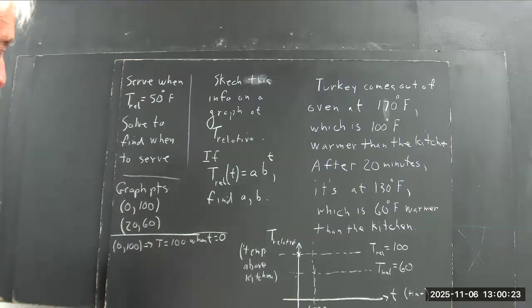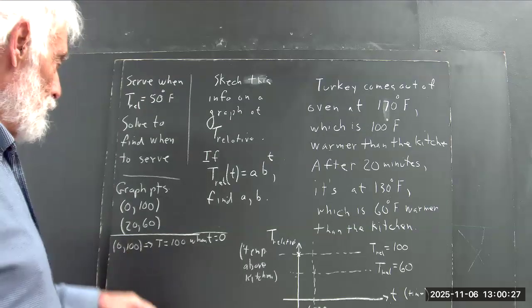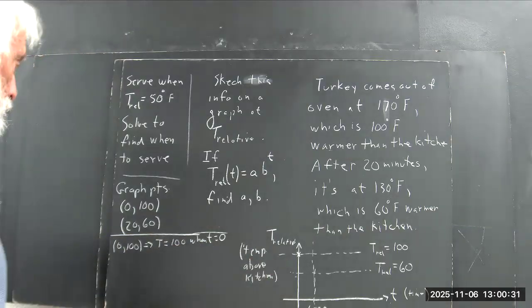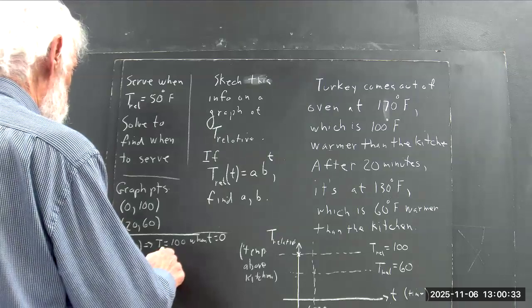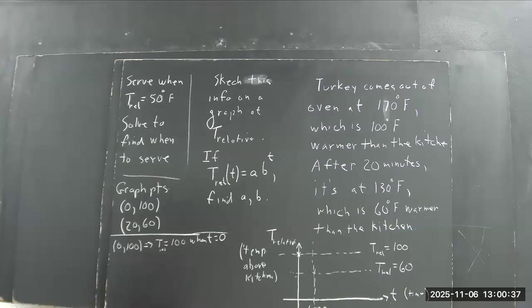Now from the graph, you could just say, what does the point (0, 100) mean? It means that when t equals zero, big T is 100, right? And let's call that T relative. I always scribble something down there so you know I've got a subscript on it. Okay.